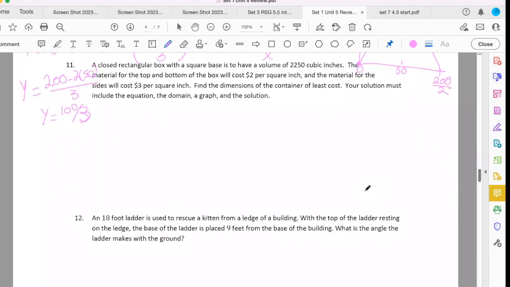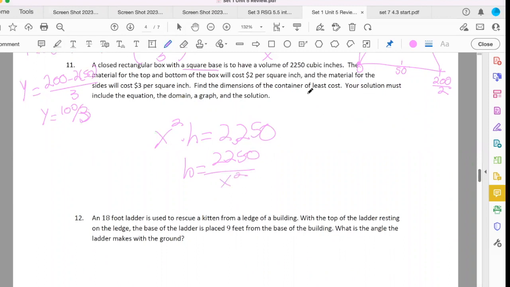Closed rectangular base. You have to make two equations for this square base. So I'm not even going to sketch this one out because you have a square base and it's closed. So what are you trying to make? The volume. So that's saying that x squared times your height equals 2,250. You could solve for h in this case. I think that's the quickest path of least resistance.